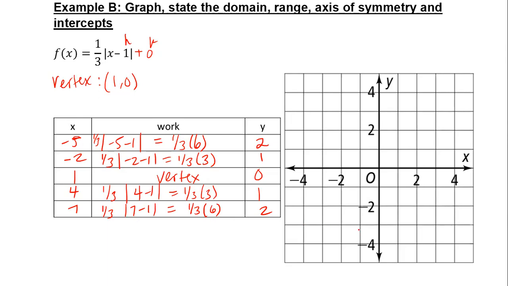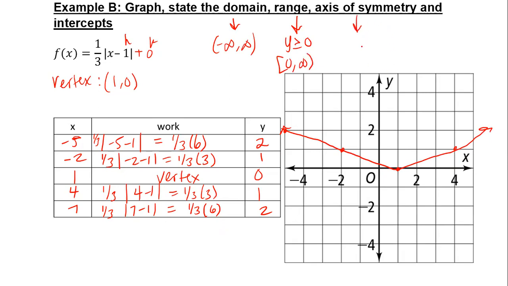Okay. So now when I graph, I have -5, 2. We have -2, 1. We have 1, 0. We have 4, 1. So our graph is looking like, it's a pretty wide vertex. All points are connected. So again, your domain is still from negative infinity to positive infinity. Your range now starts at 0. Y is greater than or equal to 0. So we're from 0 to infinity.